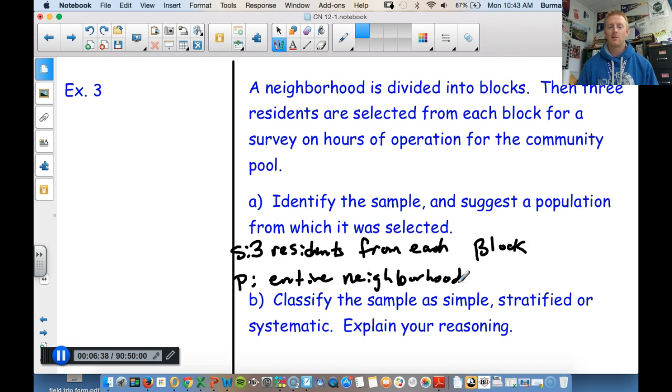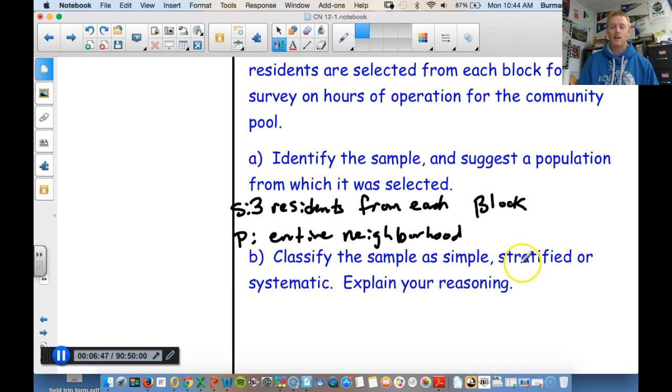Now, because they split up this neighborhood into 3 blocks and then chose from each of the 3 blocks, this would be stratified, because we divided our population and then we chose from those divisions. So this is a stratified random sampling for us.